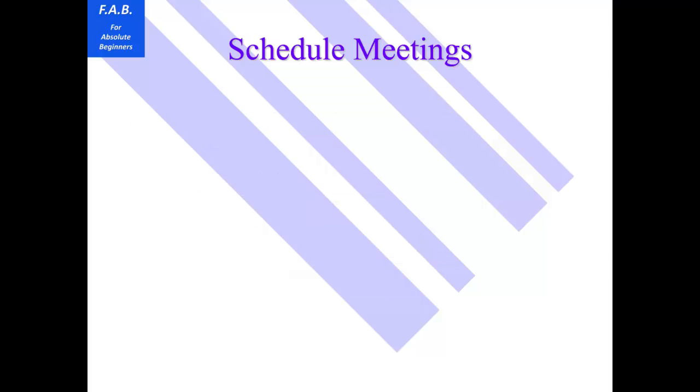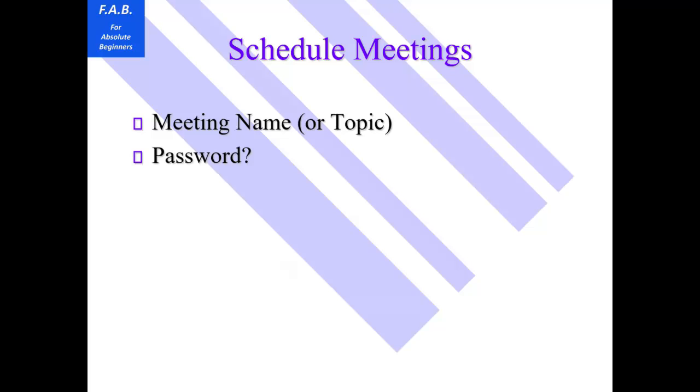Okay, let's take those one at a time, starting with schedule meetings. You decide on a meeting name or topic. I just used, and I'm sure almost everybody else just used, the name of the class. So, Biz 351 Section 1, or Entrepreneurship Section 1, or whatever. Password. Okay, here's the difference.